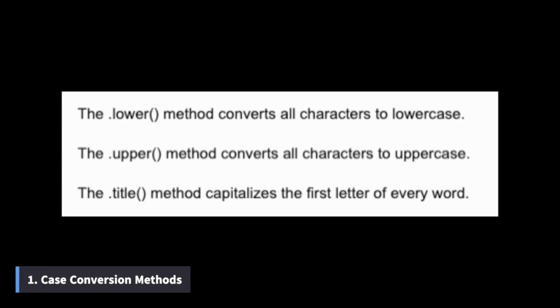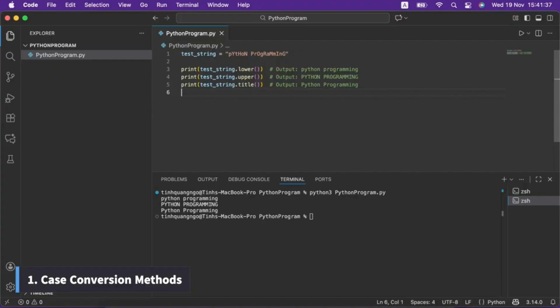The lower method converts all characters to lowercase. The upper method converts all characters to uppercase. The title method capitalizes the first letter of every word.